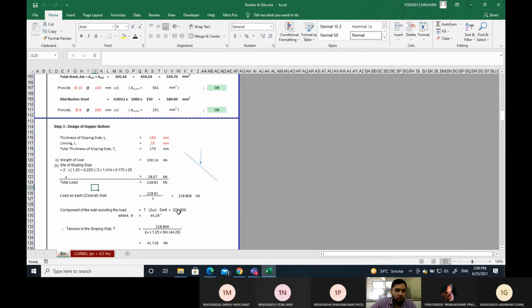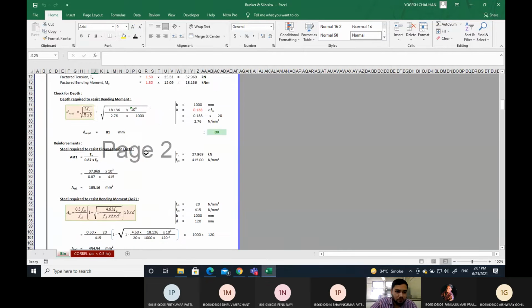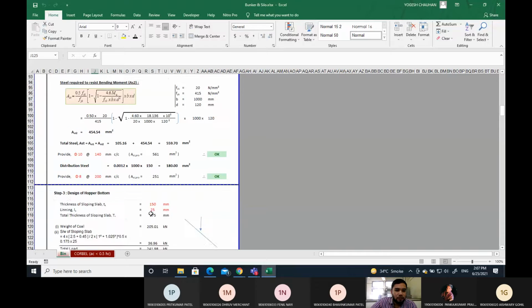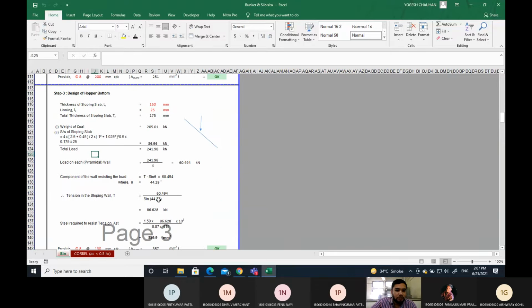From that you can obtain the tension in the sloping wall. T is equal to 228 divided by 2 pi r into sine theta, and that will give you 41.718 kilonewton. If it is a conical dome, then it will be t sine theta, so divide by t sine theta, and that will give you this.